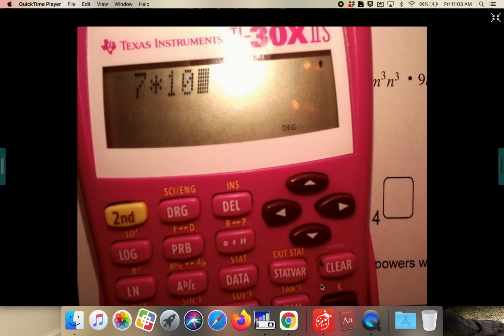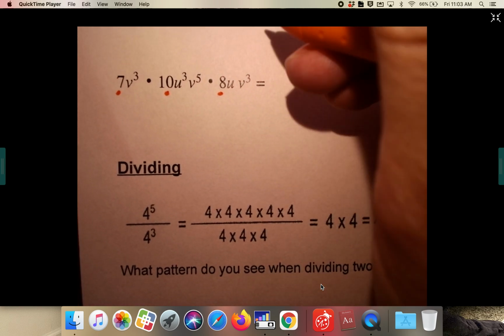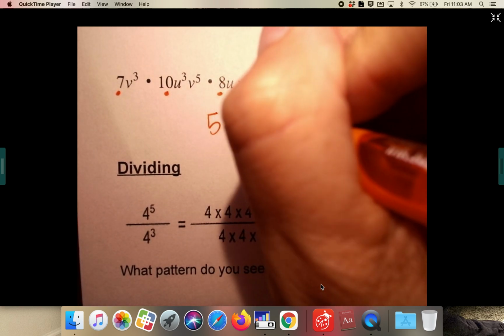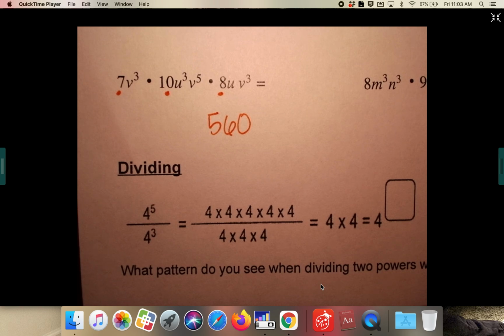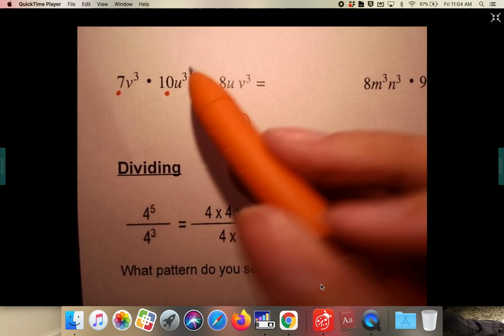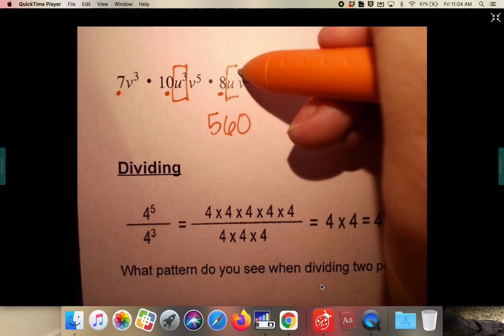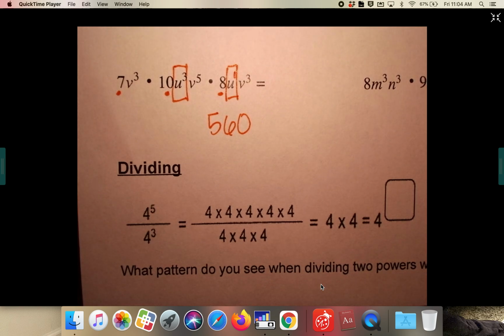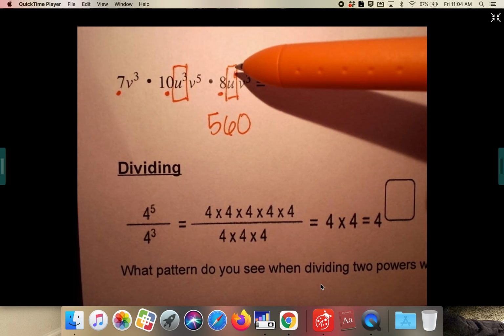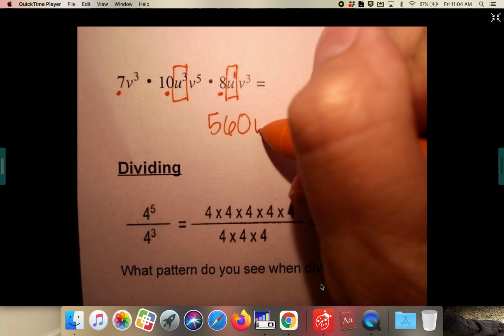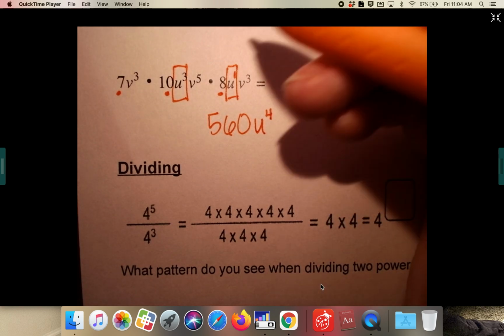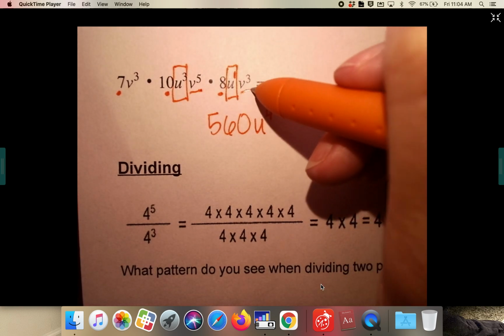7 times 10 times 8 is 560. So we have, I'm going to write it down here, 560. Now let's look at what bases are the same that we can add. This one doesn't have any u's. This one does. u to the third and u to the nothing, which means 1. So 3 plus 1 is 4, so it's going to be u to the fourth, and then v to the fifth and v to the third.